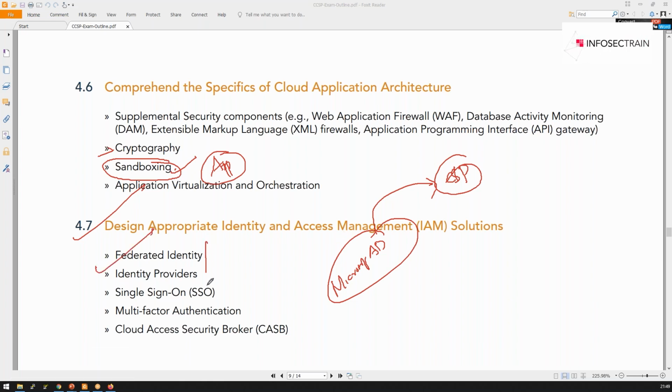There are a lot of standards for federation, like SAML, OpenID, OAuth, etc. Basically these standards help us do all these things. And then we have SSO. I'll give a simple example for SSO here.